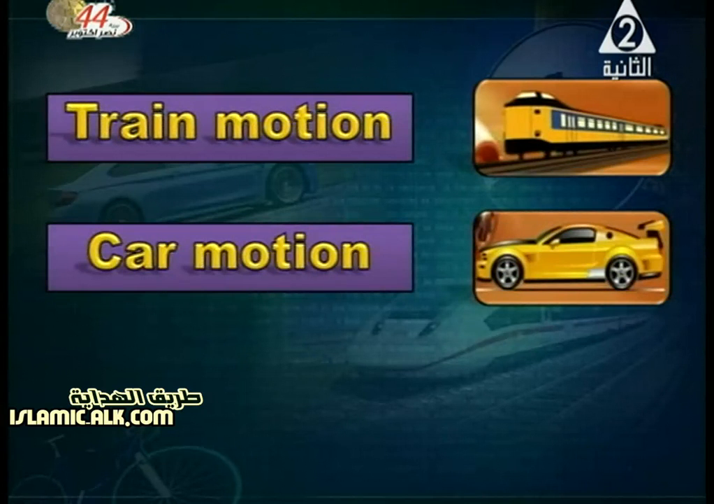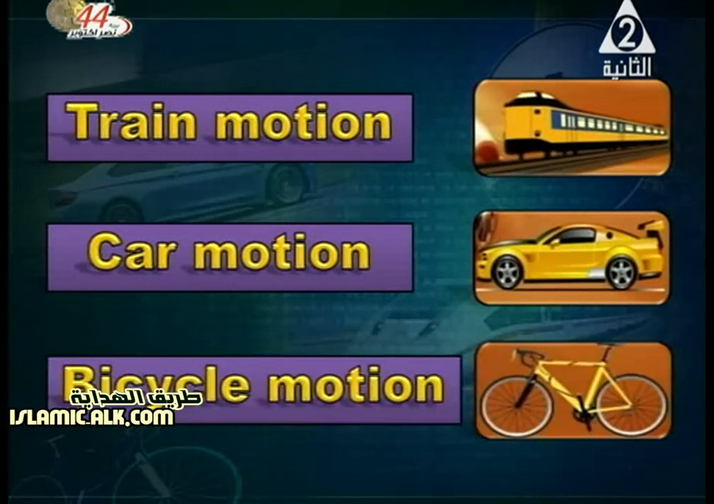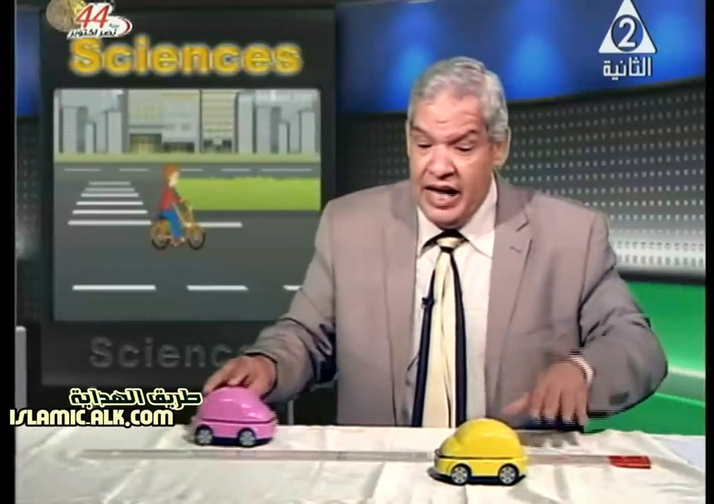Also, car motion. Only this? Surely not. Also we have bicycle motion and people motion. All of them are motion in one direction. When I say motion, curved or straight and so on, it has many physical quantities that depend on different things. For example, I need a distance.